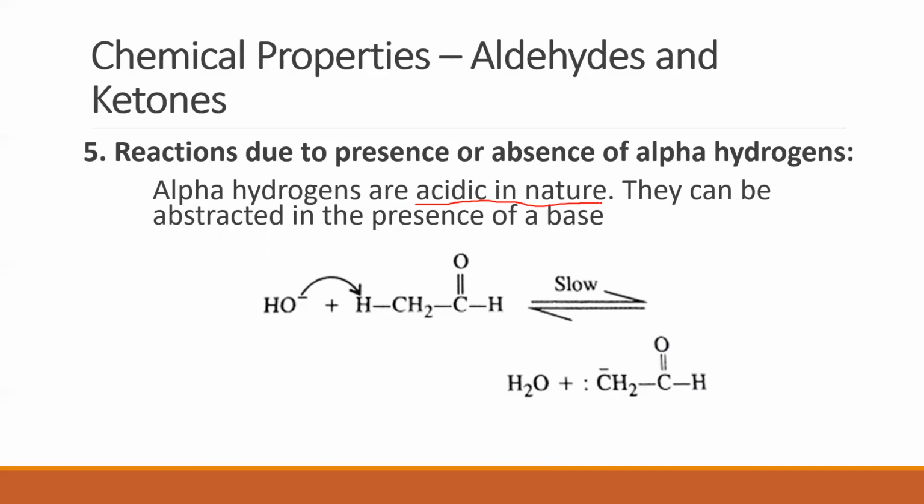So this is the reason why presence of alpha hydrogen or absence of alpha hydrogen will give different reactions in the presence of a base. Clear? So they can be abstracted in the presence of a base, giving rise to an ion like this, giving rise to a carbanion, where there is a negative charge on the carbon atom. Clear? So this is something that we stopped at.